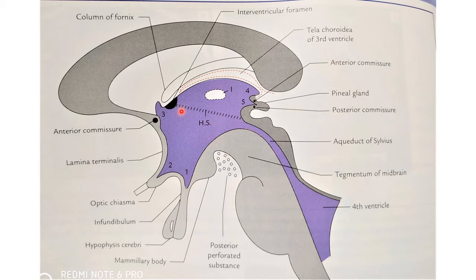Then coming to this lateral wall, most anteriorly we can identify a foramen called the interventricular foramen of Monro, where the lateral ventricle opens into the third ventricle. And now we are going to see the recesses of the ventricle. We can identify different recesses.